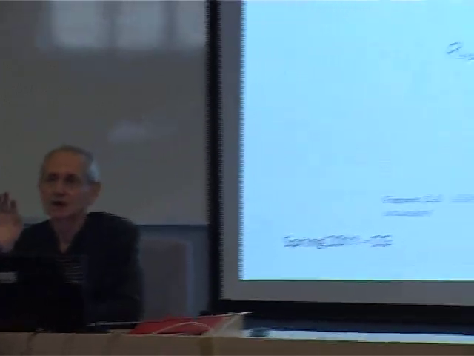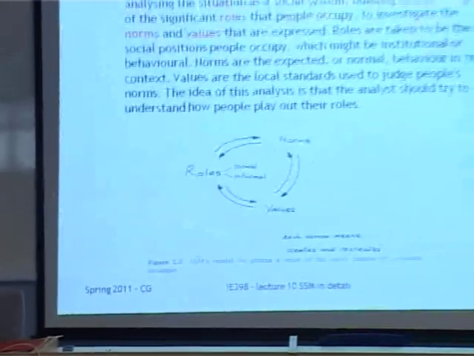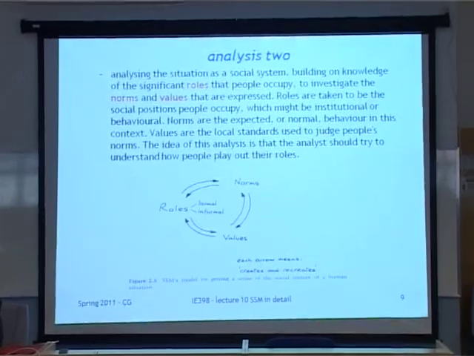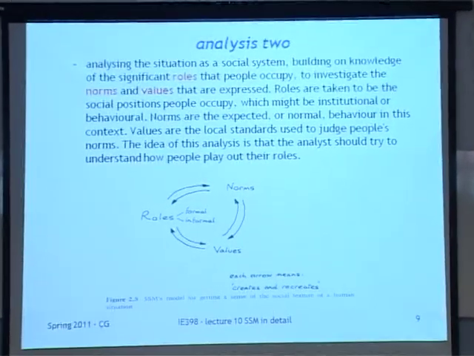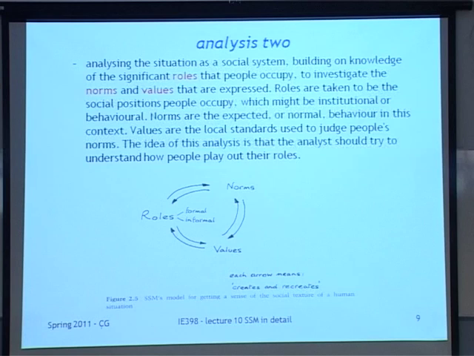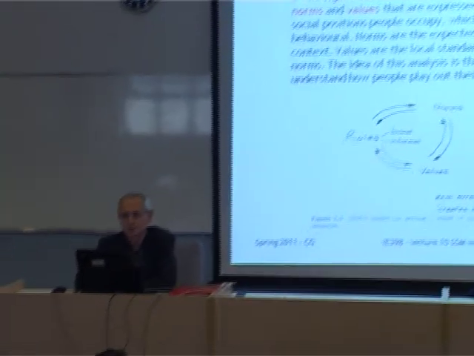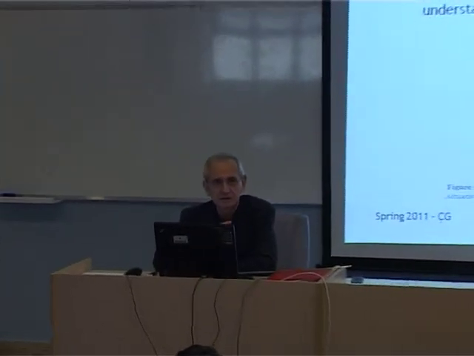Analysis 2, so that's analysis 1. In analysis 1, we identify the issue owners through the process we have explained. In analysis 2, we analyze the situation as a social system, building on knowledge of the significant roles that people occupy to investigate the norms and values that are expressed. So there are 3 entities in analysis 2, written in red, underlined in red. Roles, norms, and values. These are what we identify in analysis 2.